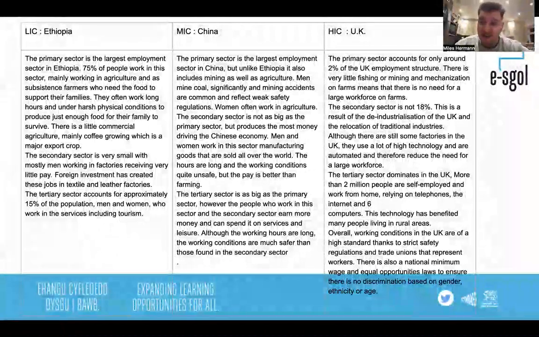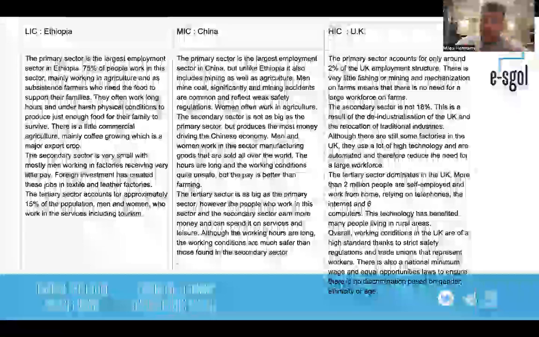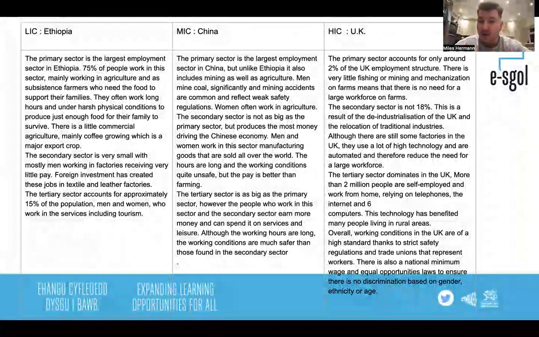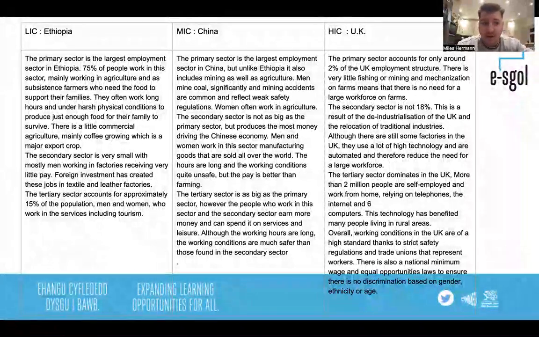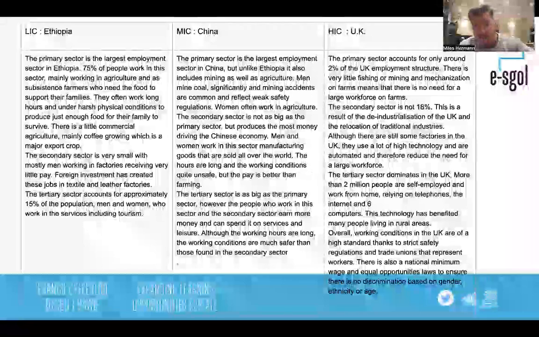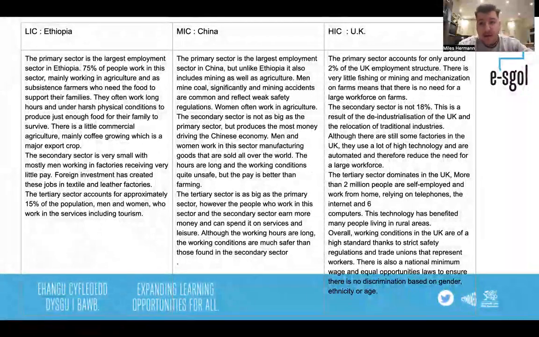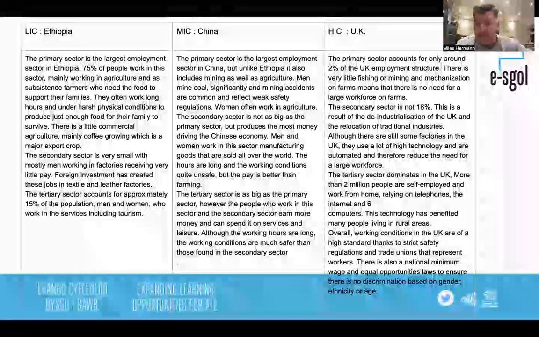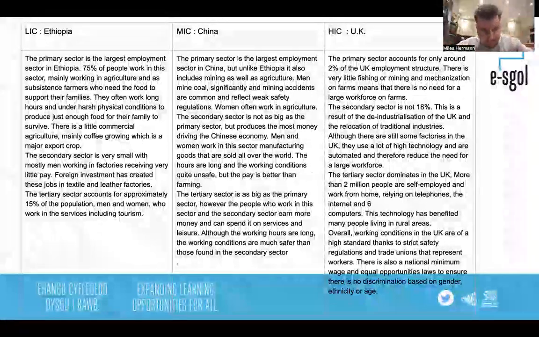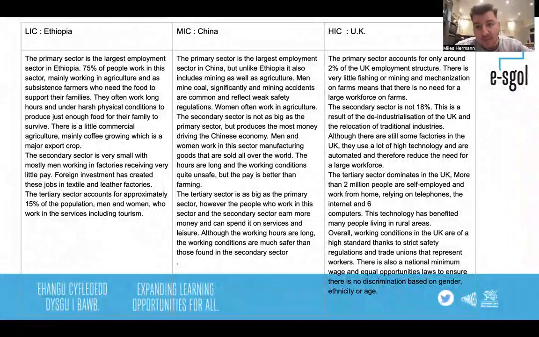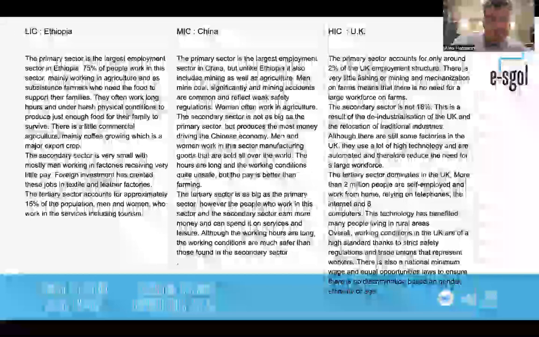Now, let's start off with looking at some examples and maybe thinking, is the Clark-Fisher model applicable to this possible type of country? So the primary sector in Ethiopia, for example, is the largest and main sector, where 75% of people work in the sector. And this is mainly based in agriculture and subsistence farming, where they're farming purely to give food to their family. The hours that they work are often long, harsh conditions possibly, and a little commercial farming is done. This might be done in sort of coffee growing, and they do export this crop.